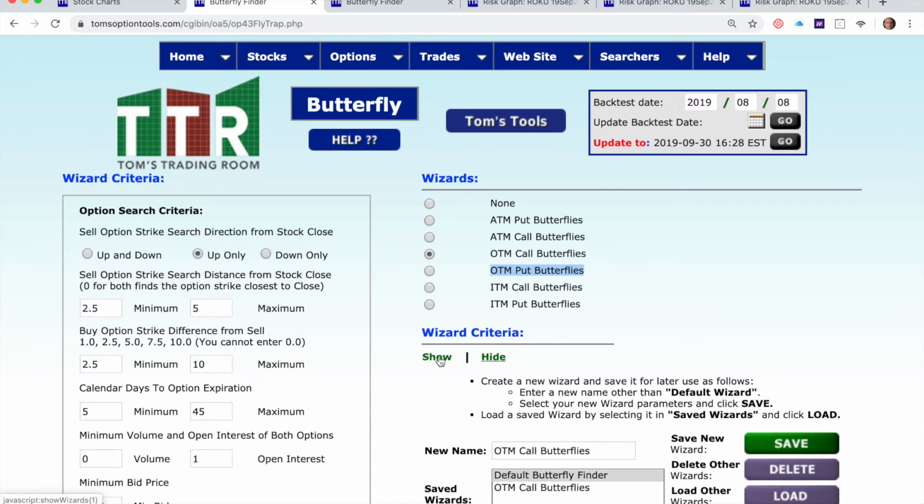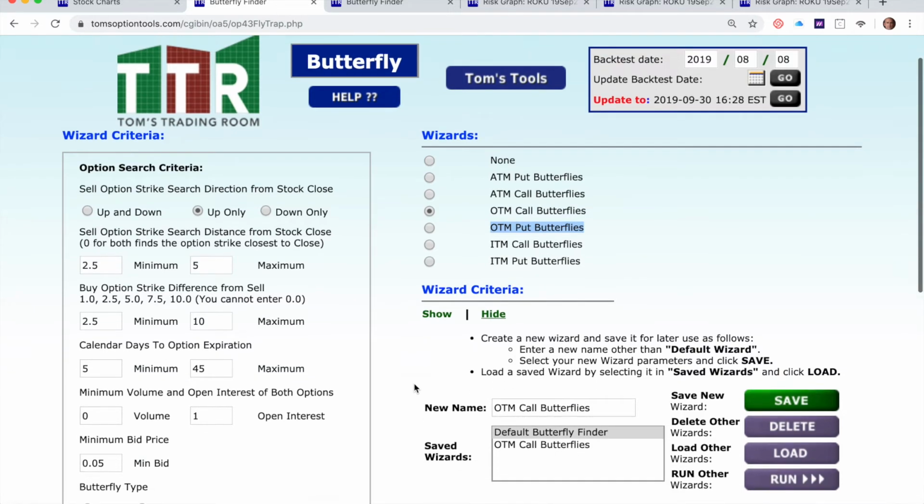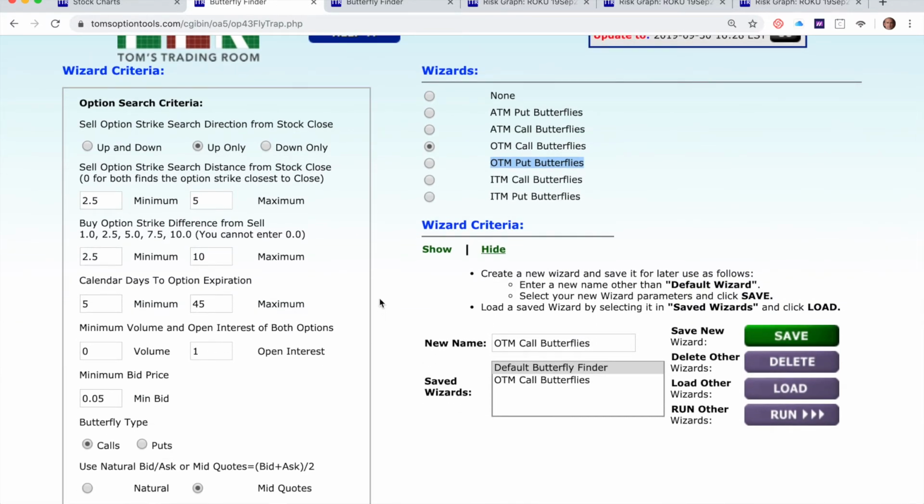Now I've got the wizard criteria shown by clicking show, and I've got to change a couple of things to give myself a really far out of the money and wide, fat, high probability butterfly. So we're going to change 4 parameters. Right here under sell option strike search distance from stock close, I want you to put a 10 here for minimum and then a 30 for maximum.